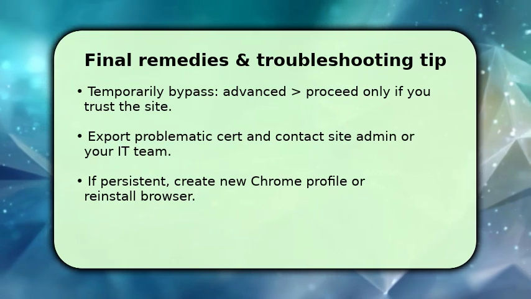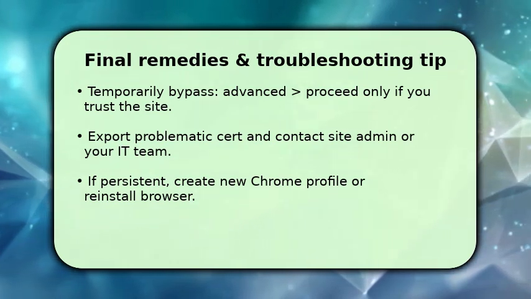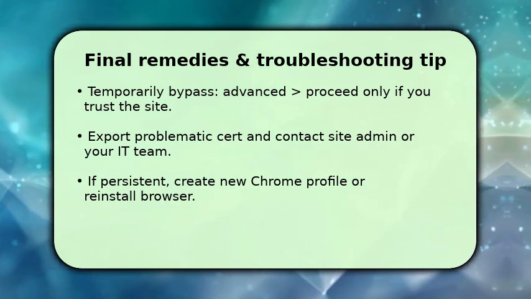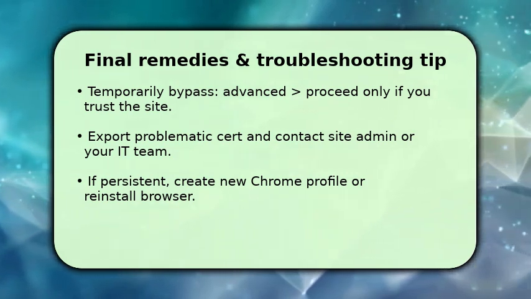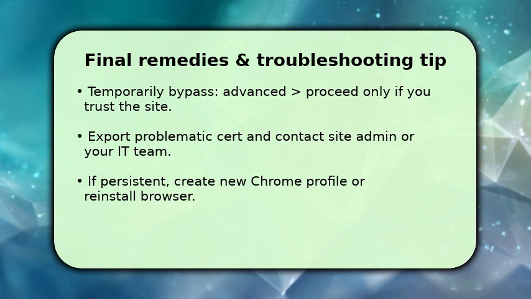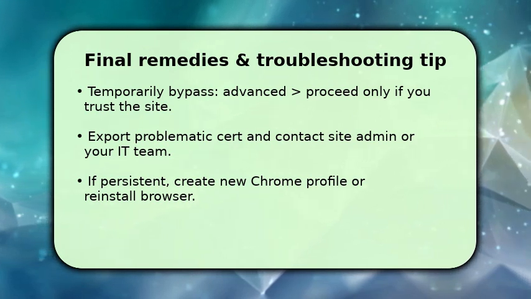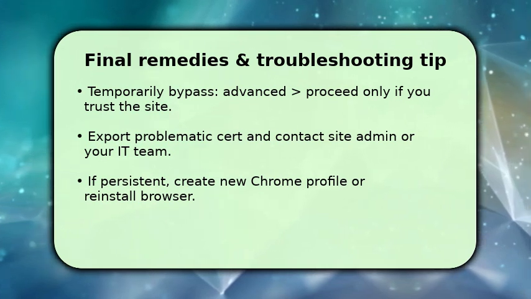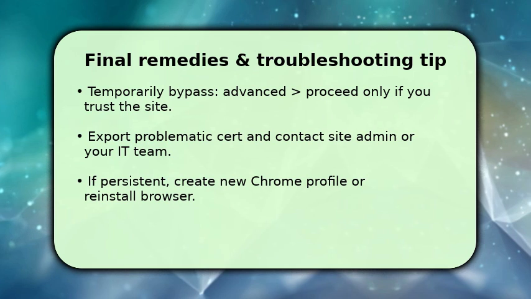If you trust the site, use the Advanced Proceed option temporarily, but do not on banking or sensitive sites. Export the certificate and share it with the site administrator or help desk so they can fix server configuration or renew TLS. If the problem remains, create a fresh Chrome profile or reinstall Chrome to remove corruption.